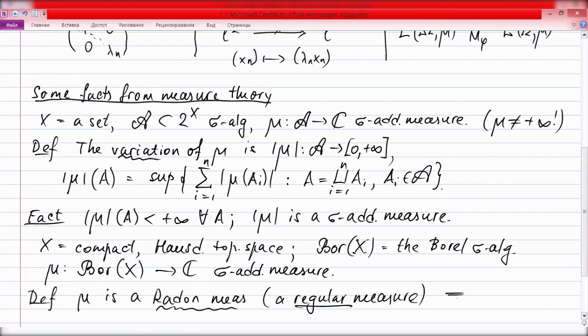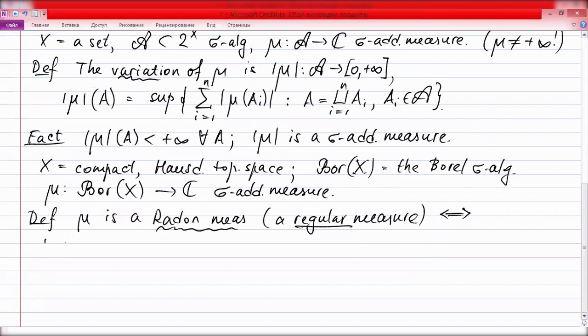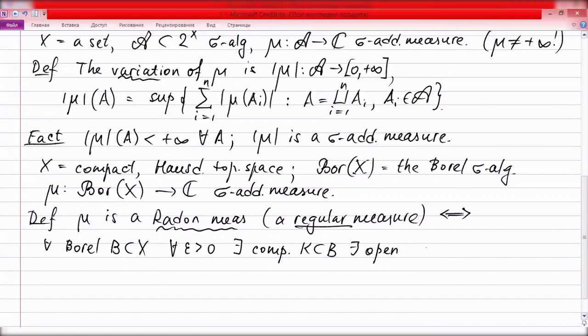if it is compatible with the topology in the following sense: for each Borel subset B of X, and for each positive epsilon, there exists a compact subset K of B, and there exists an open set U containing B, such that the variation of U minus K is less than epsilon. So roughly this condition means that each Borel set can be well approximated from the inside by a compact set and from the outside by an open set.